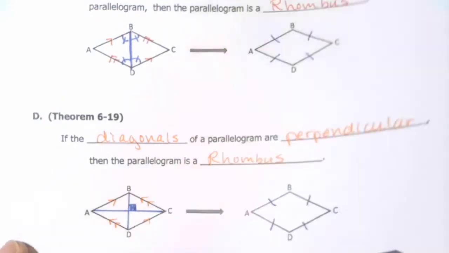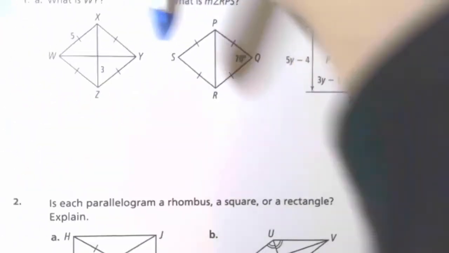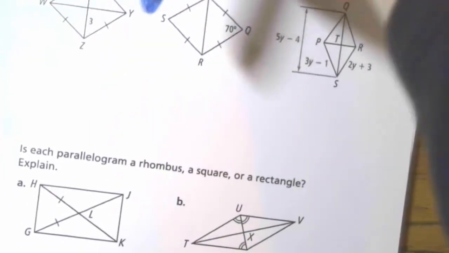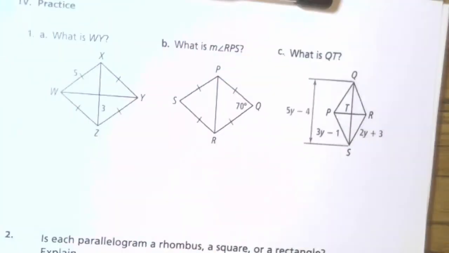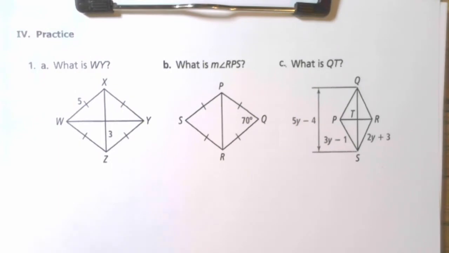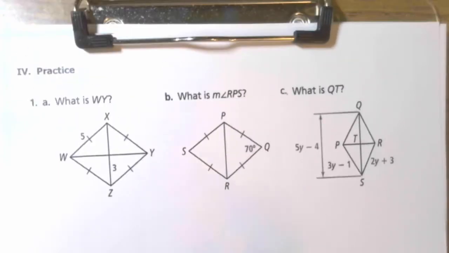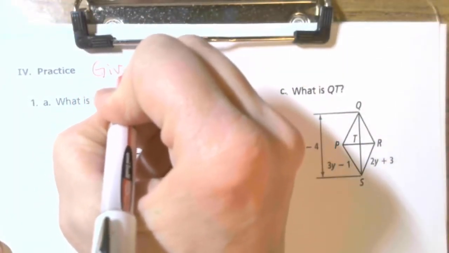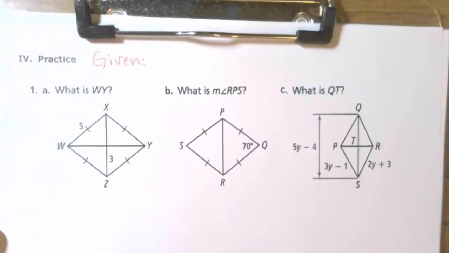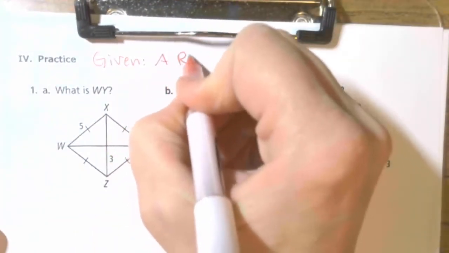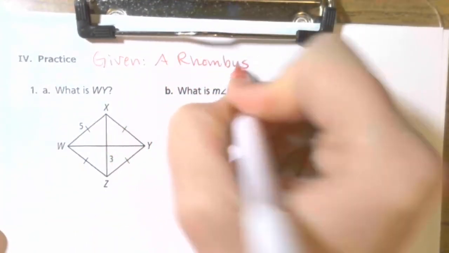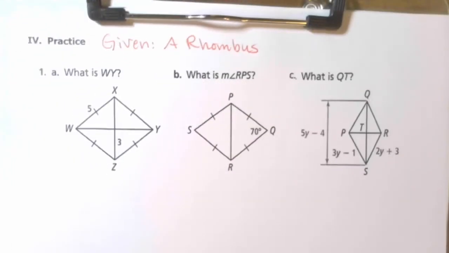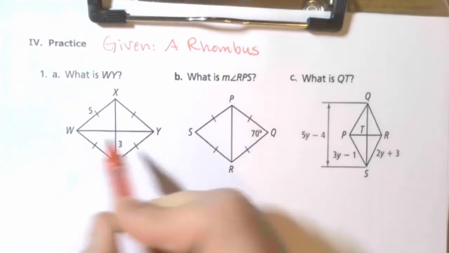All right, flip the page. We're going to do some practice. Okay, so for these exercises, the given is that you have a rhombus. All right, so the first question, what is WY?